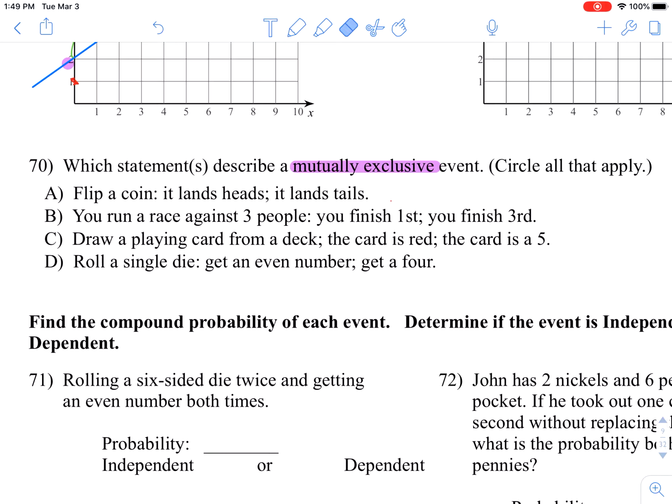We're going to start by taking a look at mutually exclusive events, and what that means is they cannot happen at the same time. So mutually exclusive means cannot happen at the same time.